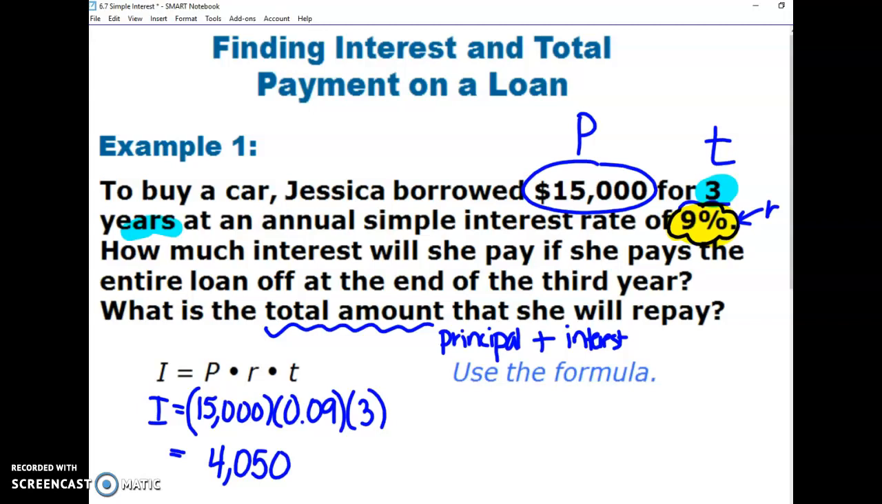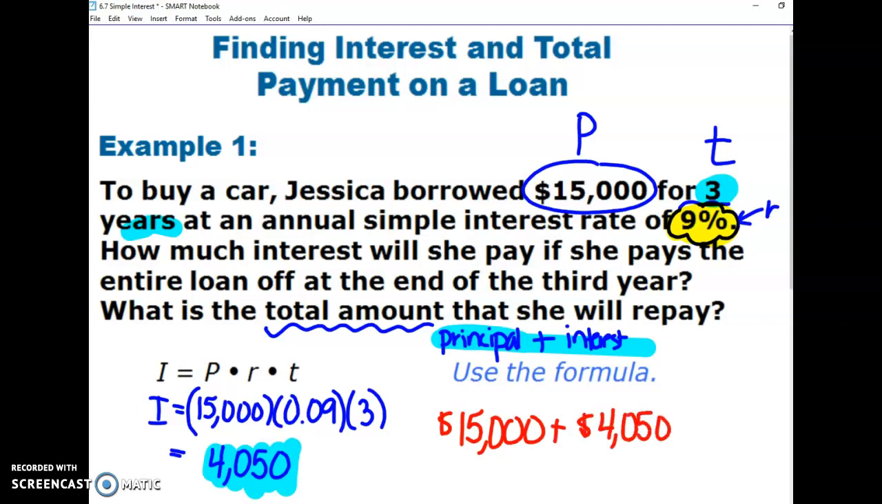So in order for Jessica to borrow that $15,000, she's going to pay that $15,000 back plus the interest, the principal plus the interest. So here's her interest. Paying back the bank, she's going to be paying back the original $15,000 plus the $4,050 for a grand total of paying back $19,050.